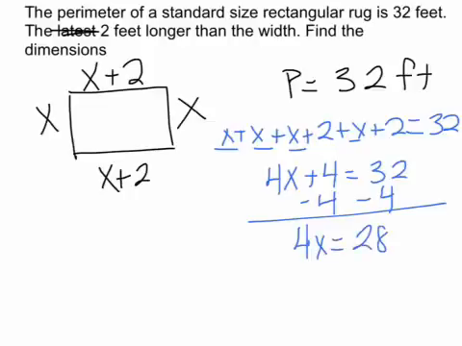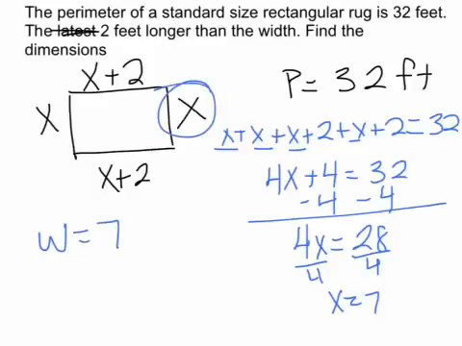And when you take 28 and divide it by 4, x equals 7. So I know that the width is 7 because that's what x represents. Well, x plus 2 is the length, therefore the length is 9.